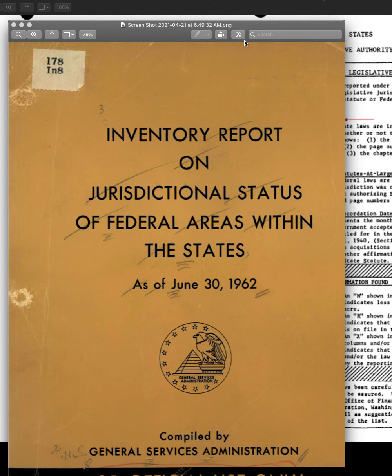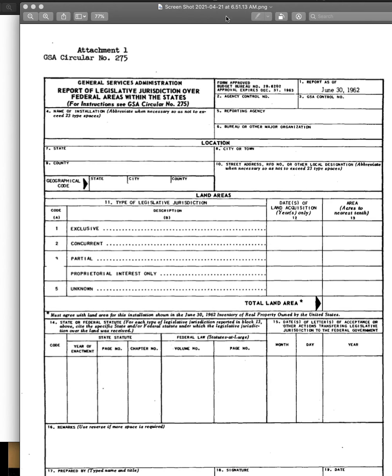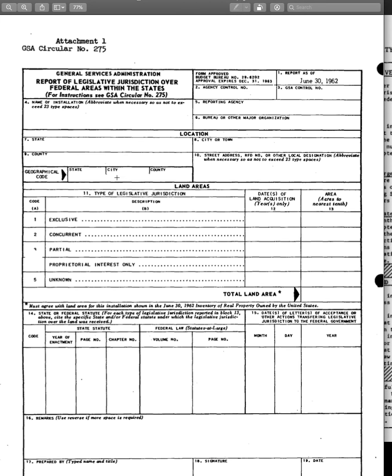But in this book, it has a form that they use to designate where the federal lands are and what their jurisdiction is. Code A1 exclusive, and then it says date of land acquisition, concurrent, partial. Okay, so it may have changed. So it may have been unknown, and then they had just a proprietorial interest, and then they agreed with the state to have a partial interest, and then maybe they finally had exclusive. I don't really know how they do it. I'm just guessing.